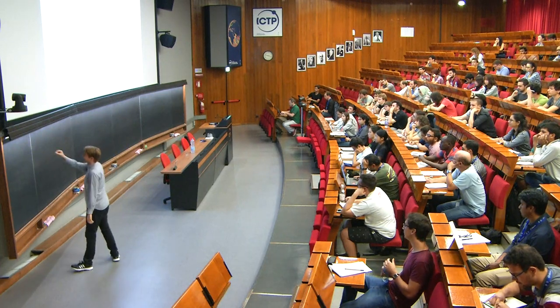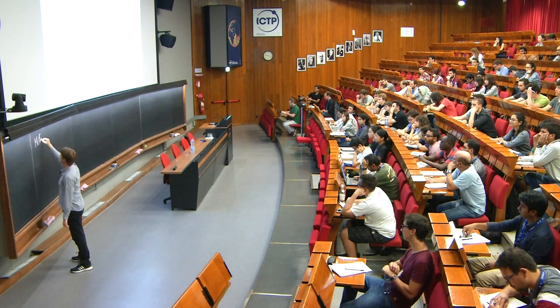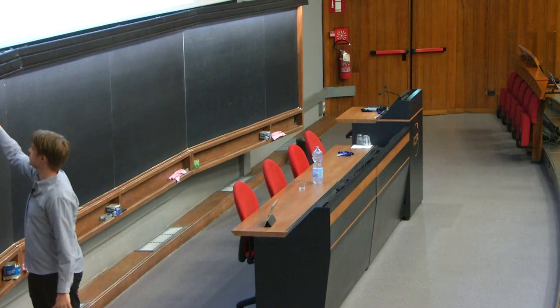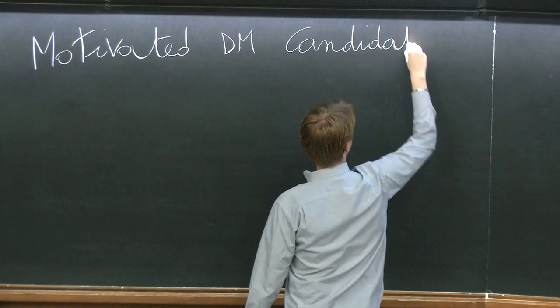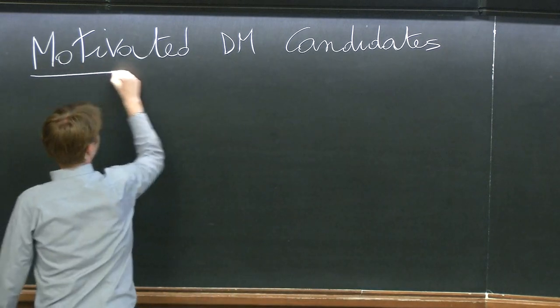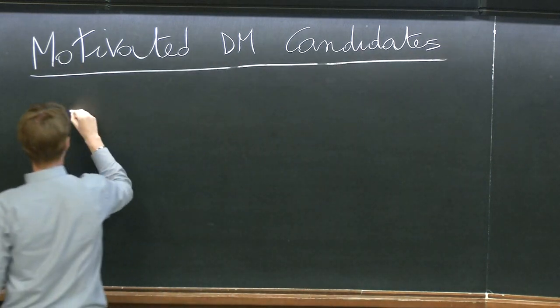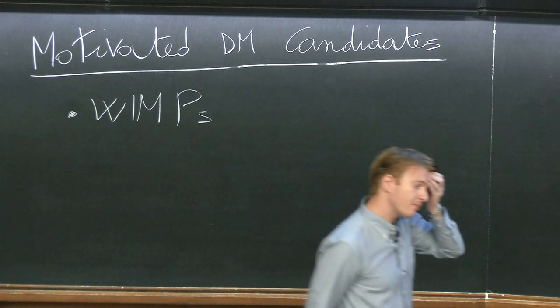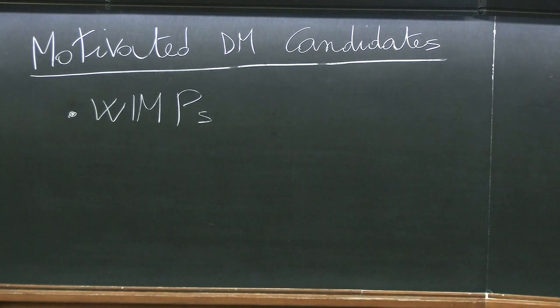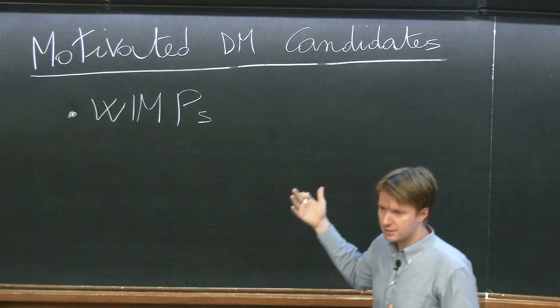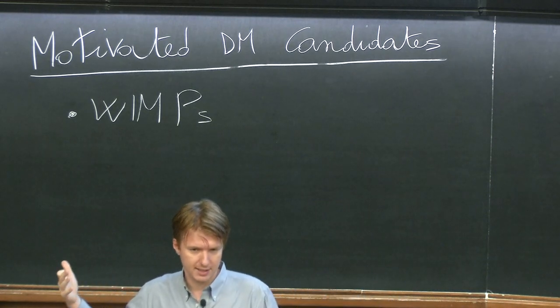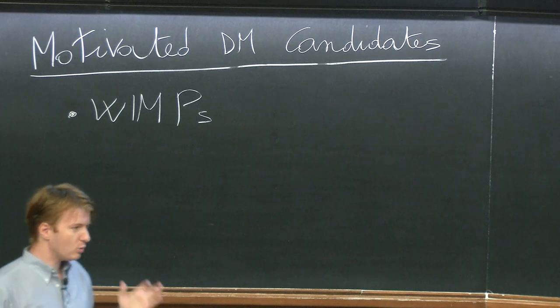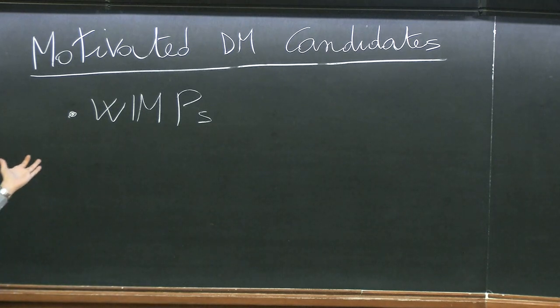So the WIMPs were just one example of motivated dark matter candidates. So what do I mean by motivated? I mean that these particles have reasons to exist beyond the dark matter evidence itself, okay? There are reasons to believe that WIMPs must be around today because of the hierarchy problem, okay?